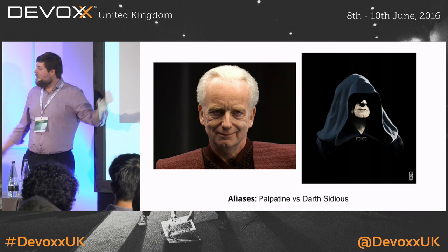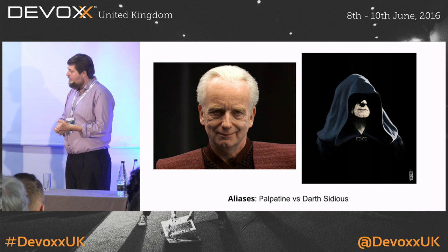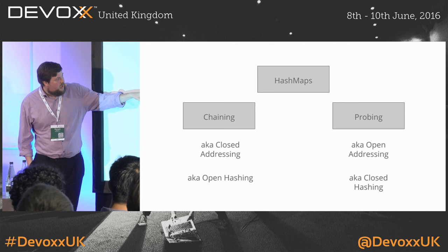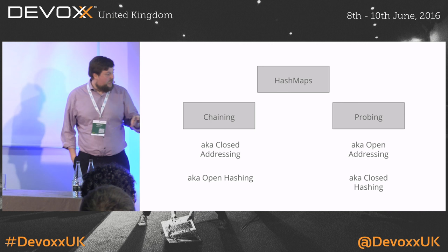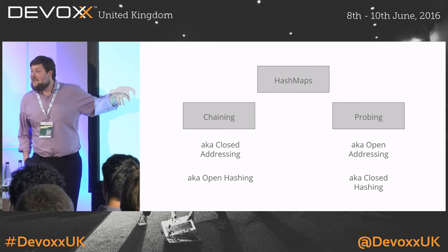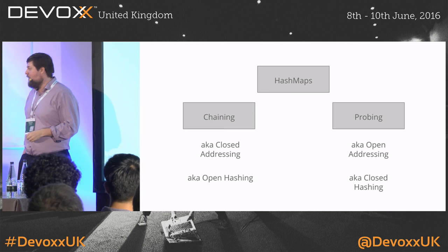And just to add more confusion to the situation, our hash maps have different aliases and namings as well. So you might find that chaining is called closed addressing and probing is called open addressing. Now, there's an alternative naming here called open hashing and closed hashing. And just to make things really confusing, these names are the other way around. So if you do look things up or follow up with a talk afterwards, just be aware of that naming difference.